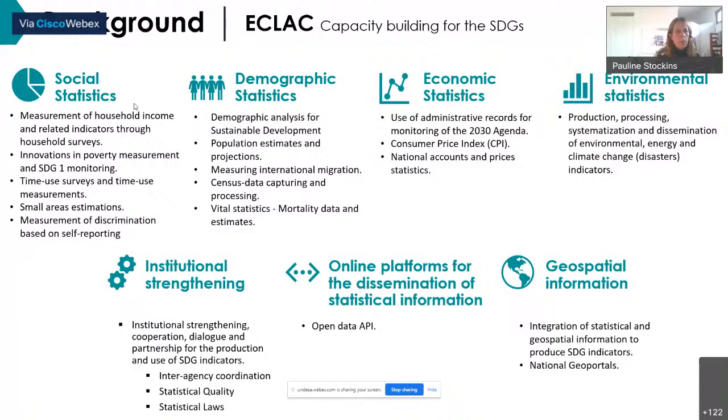Within these areas, support is provided to improve existing statistical sources and processes, as well as foster the development of administrative records and non-traditional data sources such as geospatial information and big data. Work on data sources is complemented with support for the institutional strengthening of national statistical systems and coordination of data producers and users.